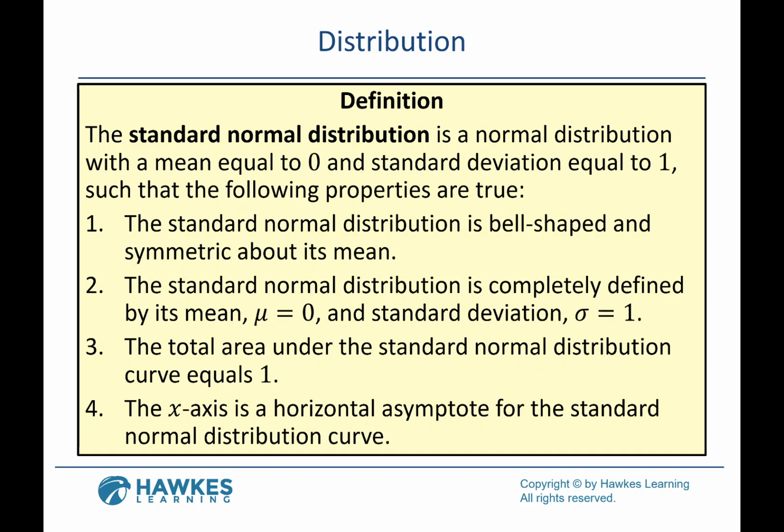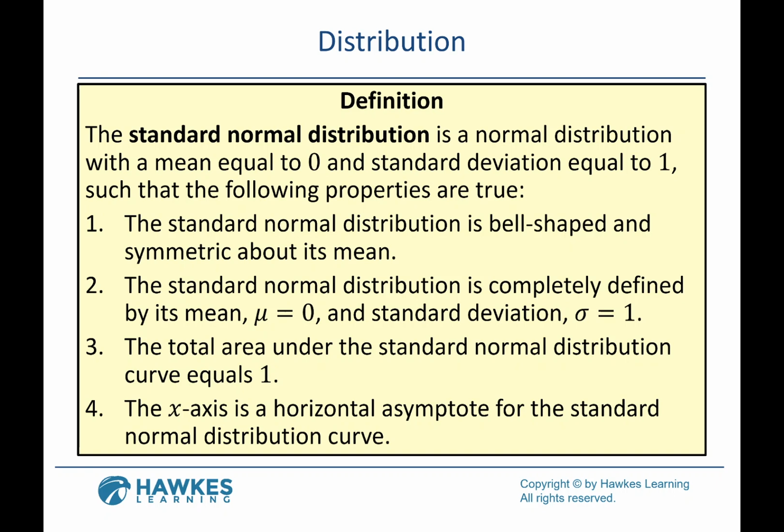And the rest of these are just the same properties that apply to all normal distributions except for number 2. So bell-shaped and symmetric, that's all normal distributions. Total area under the curve is 1, that's all normal distributions. The x-axis is a horizontal asymptote, that's all of them. But the thing that makes the standard normal distribution the standard normal distribution is that it has a mean of 0 and a standard deviation of 1. That's our standard there.